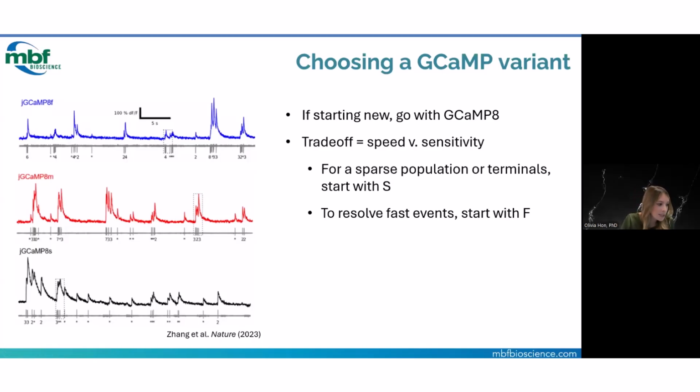So I always tell people, if you don't know what you're looking for, just start with M. Just don't make a decision, start in the middle. But if you want to maximize your signal, if you're not sure if it's going to work or not, using an S variant can give you the best chance of picking up something. I wouldn't recommend starting with 8F ever. I don't think it's super necessary. But if you want to look at really fast events and you have a strong, robust population, totally fine to start with 8F.